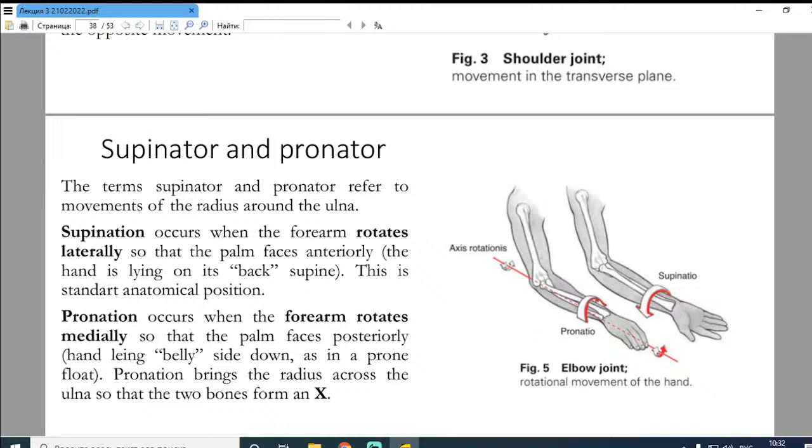Movement: supination, pronation. Supination, this is, you see, pronation. Supination and pronation. Palm faces anteriorly. Palm, you see, belly side down.